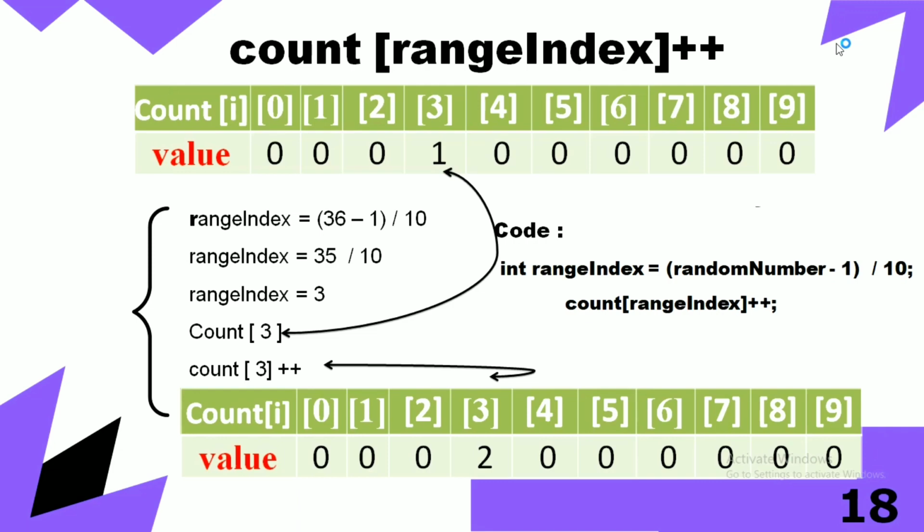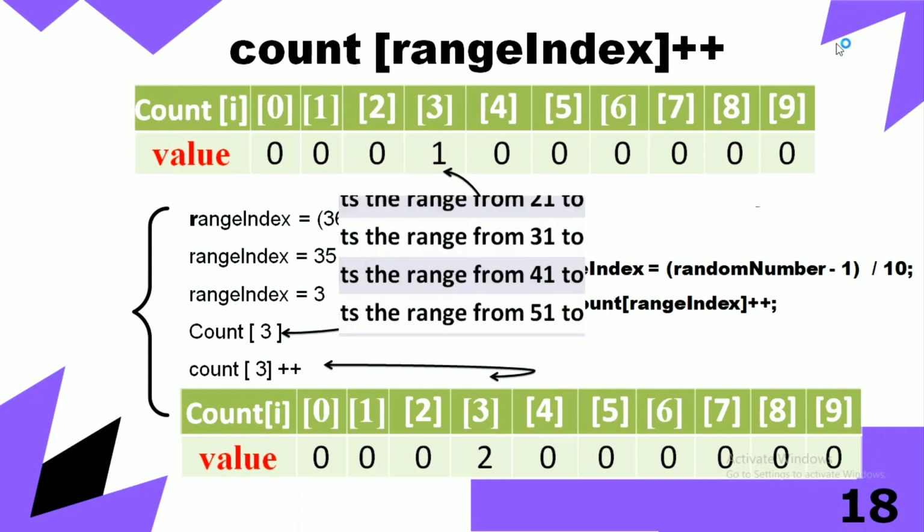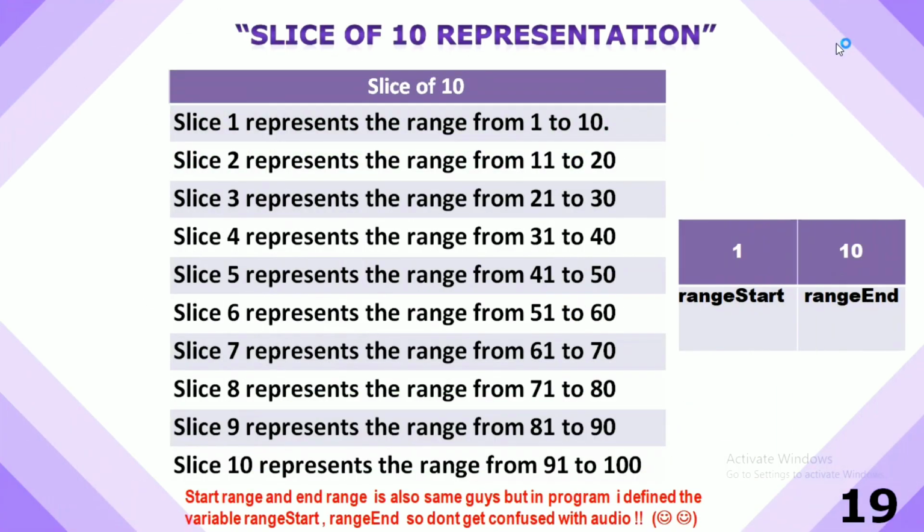The count array keeps a running total of how many numbers have been placed in each group. In this program, you generated 50 random numbers, and for each number, you used the steps mentioned above to determine which group each random number should go into. As you can see, we have defined our ranges as 1 to 10, and so on up to 91 to 100. To represent these ranges, our program has two variables, start range and end range.